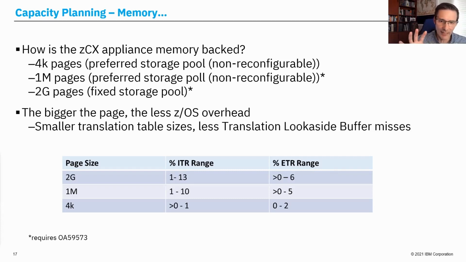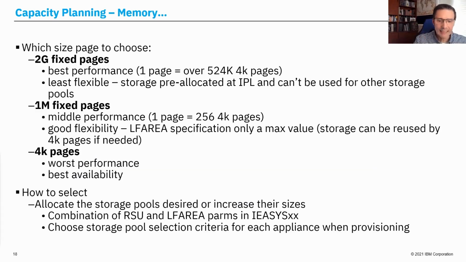So again, the idea is you can choose how you want to back the memory that you have allocated for this appliance at the time you provision the zCX. You can change it if you need to at a later point in time. So again, 2 gigabyte pages are going to give you the best performance. Good flexibility is in the 1 meg fixed pages, because those 1 meg pages can be reused by 4K pages if they're needed.